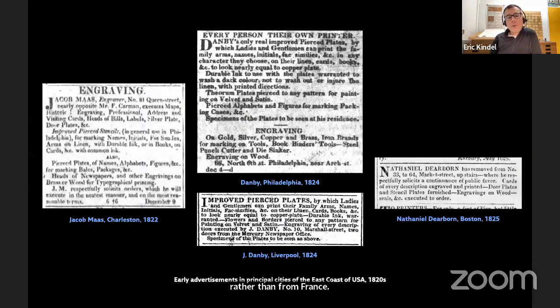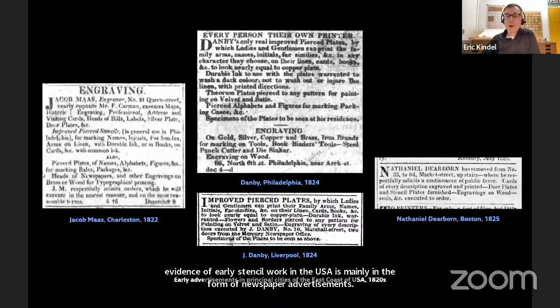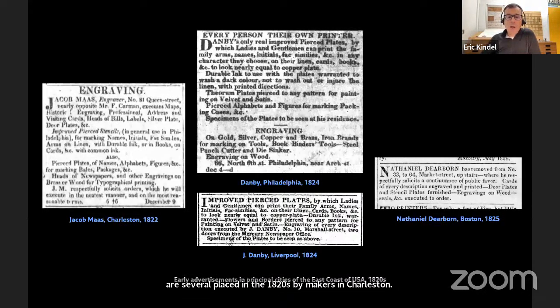Other evidence of early stencil work in the USA is mainly in the form of newspaper advertisements. Here are several placed in the 1820s by makers in Charleston, Philadelphia, and Boston. Of them, Nathaniel Dearborn, an engraver who went on to become a printer, author, and publisher, is the only one who remains well known today.